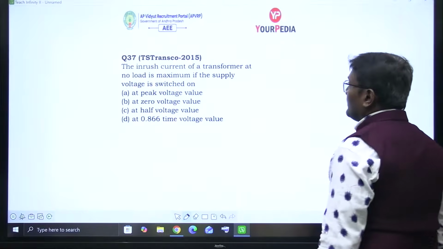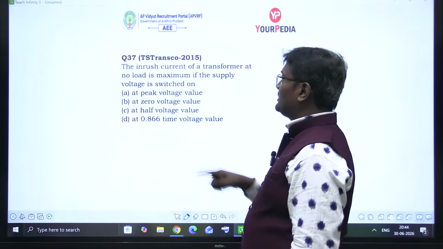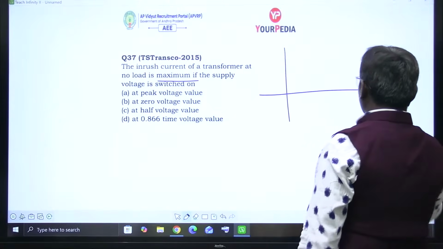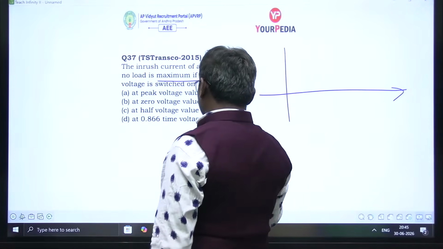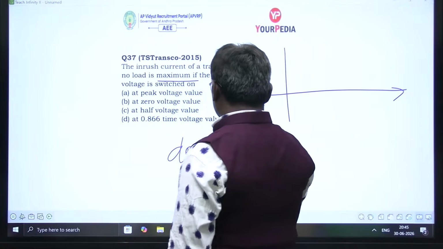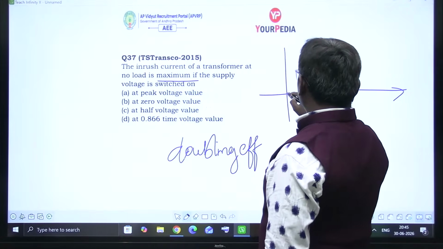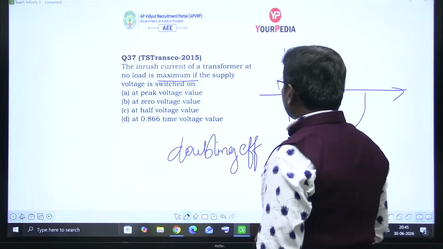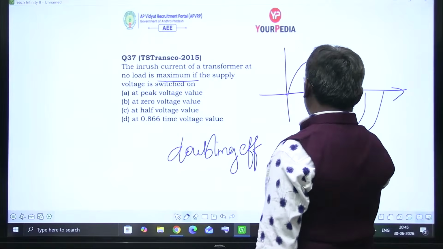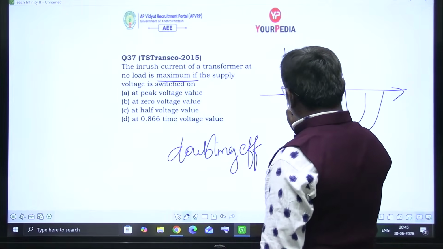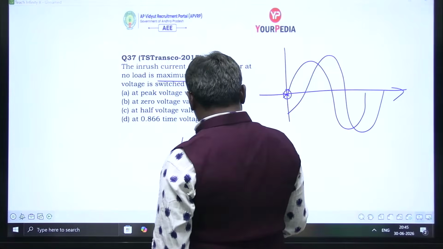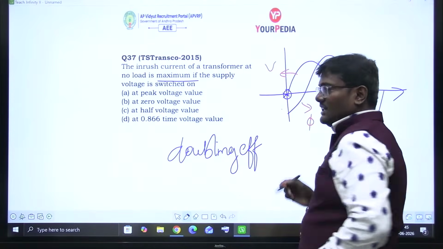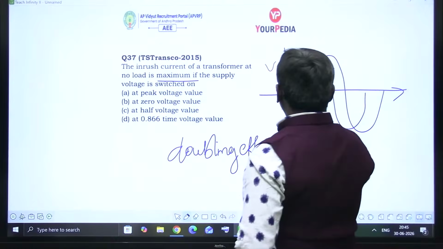The inrush current of a transformer at no load is maximum when the supply voltage is switched on at zero voltage. This effect is called the doubling effect. Here is the voltage, and the flux is like this. But if it is switched on at zero voltage, the negative flux will not start; it will start from 0.